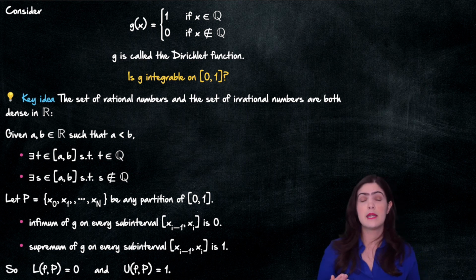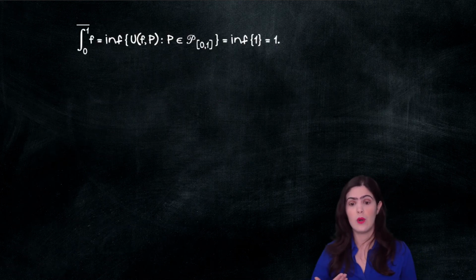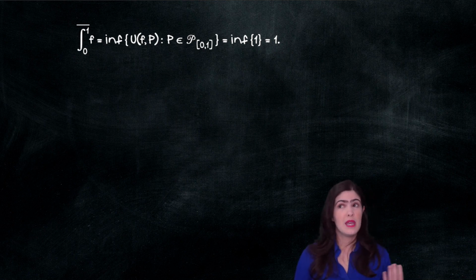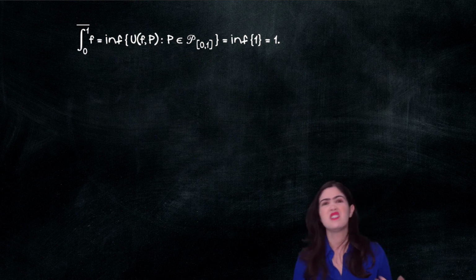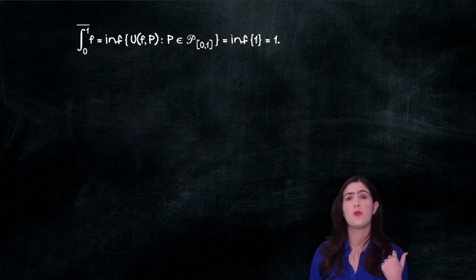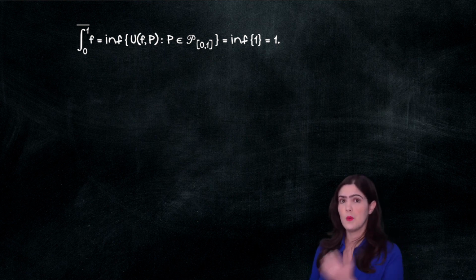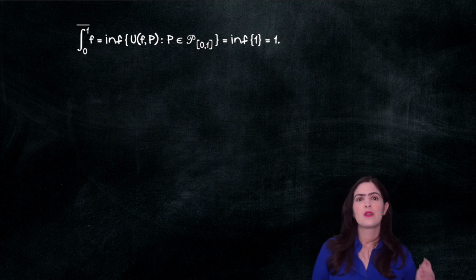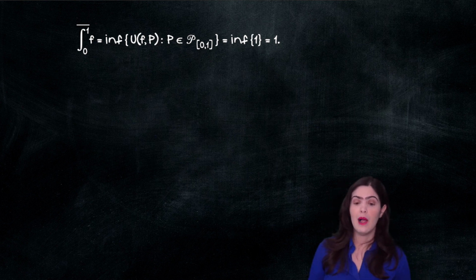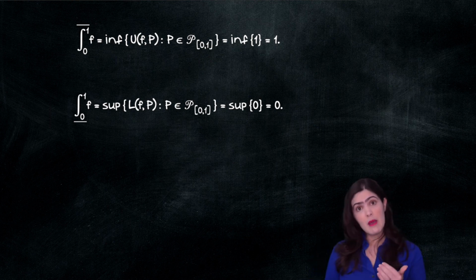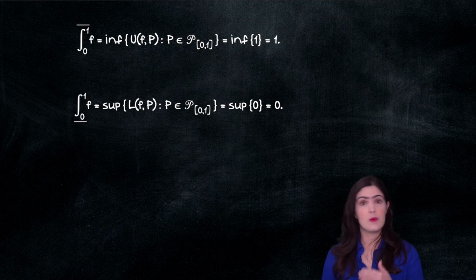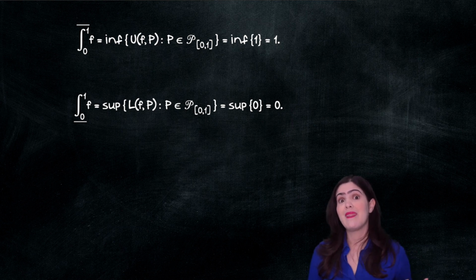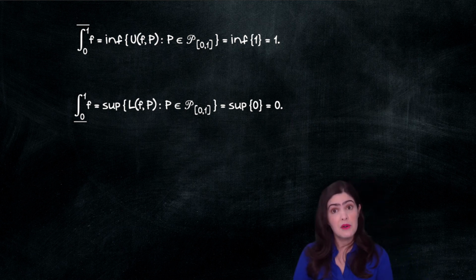Now we just need to find the upper integral and the lower integral. The upper integral is the infimum of the upper sums. But we said that all the upper sums are equal to 1, so this is just the infimum of the set, which is a single point 1, so it's going to be 1. Sorry, the upper integral is equal to 1. Now, what about the lower integral? Well, the lower integral is the supremum of the lower sums. But all the lower sums are equal to 0, so this is the supremum of that set 0. So that tells me then that the lower integral is equal to 0.